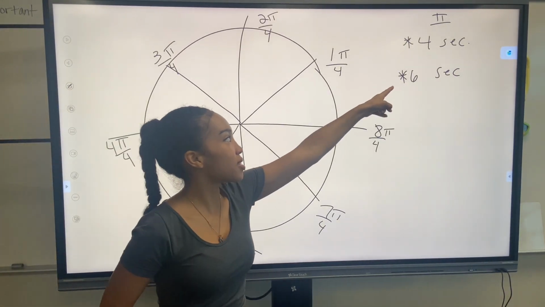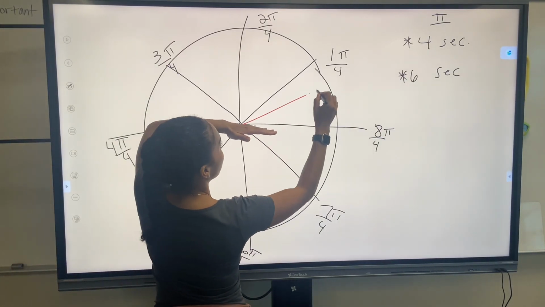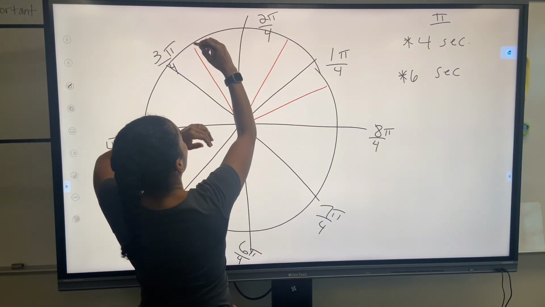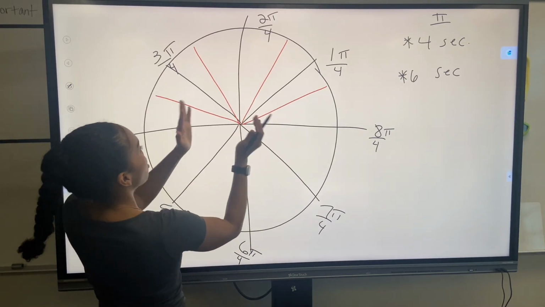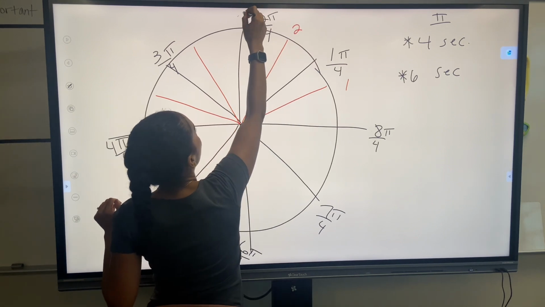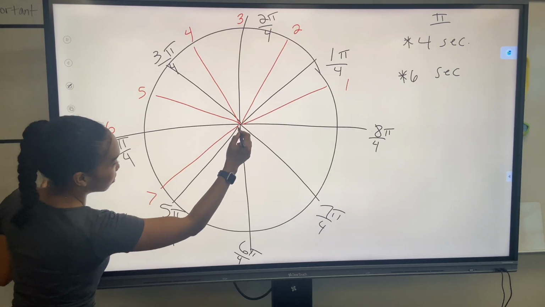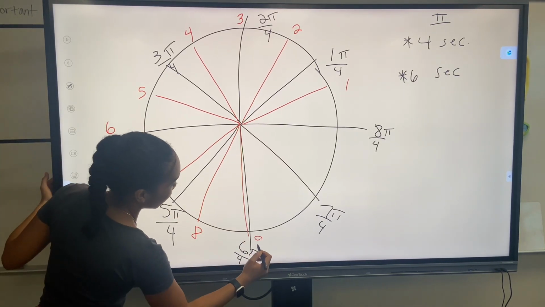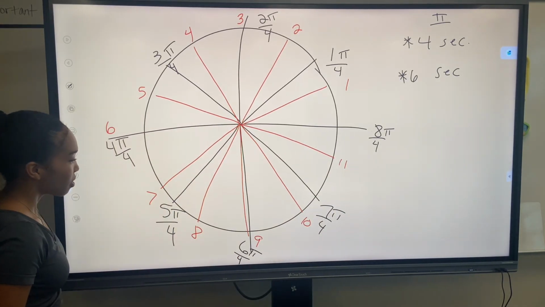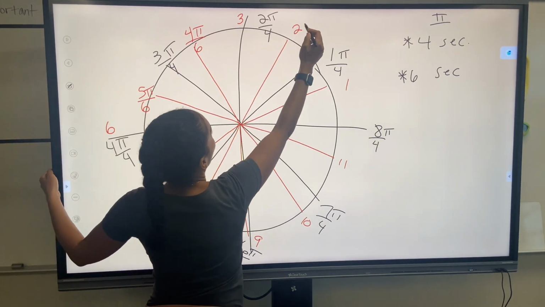Now you go through and you do 6 sections of pi. So I'll do that in red. This is pi, so this is 1 section. So those are equal sections. Okay, so I have 6 equal sections, okay? So that's 1, 2, 3, 4, 5, 6. 7, 8, 9, 10, 11, and then the 12 will be 2 pi. Okay, and then these are all equal sections of 6, so make sure they all have a 6 and a pi.